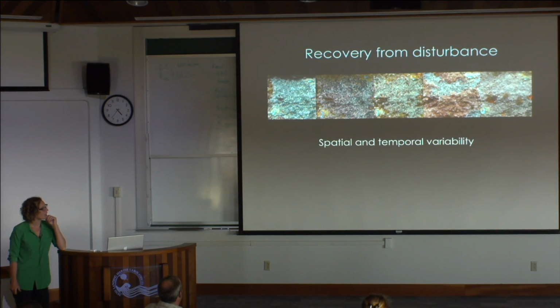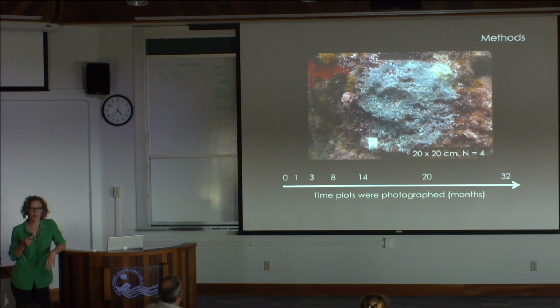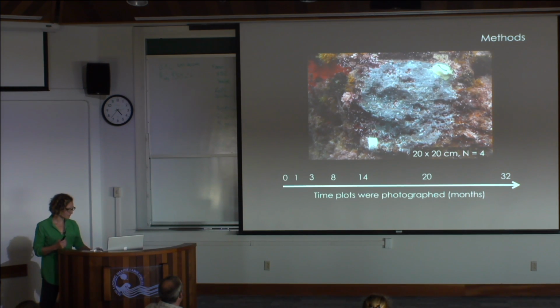So for this, we looked at the recovery from disturbance. What we did is we cleared these 20 by 20 centimeter plots, and then we watched how the community developed or recovered through time. This allowed us to characterize the variability between these plots, starting from the same initial conditions of bare rock. In particular, we cleaned these off with wire brushes. We tried to get everything off of the plots in each pH zone at the sites, and then we photographed them through time for about 3 years.